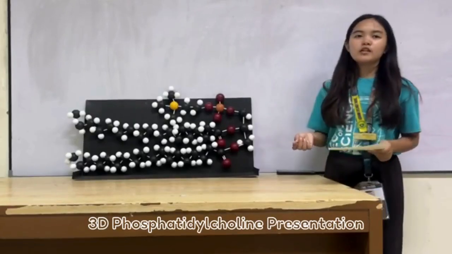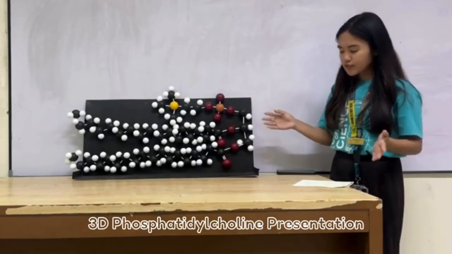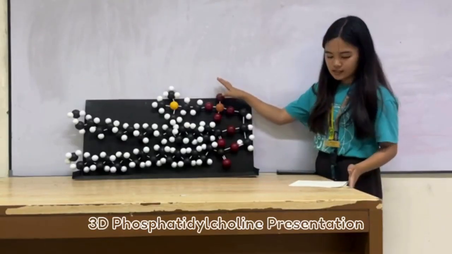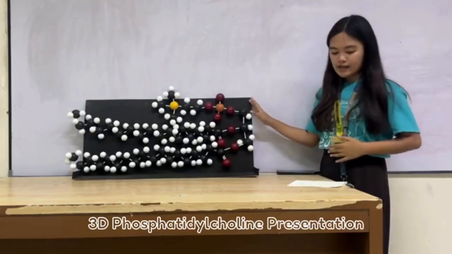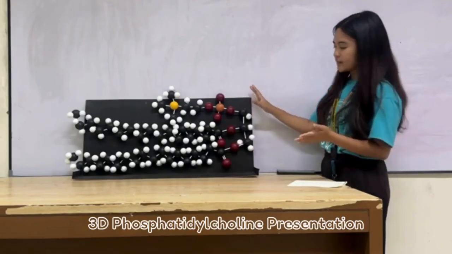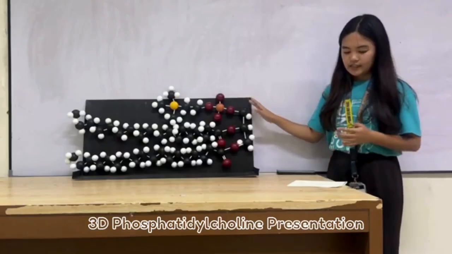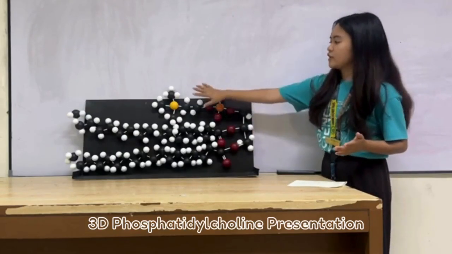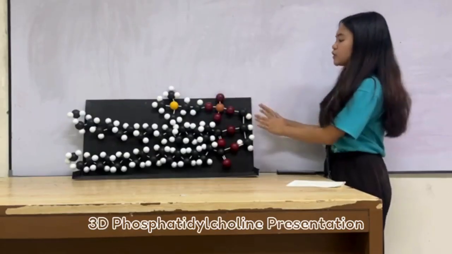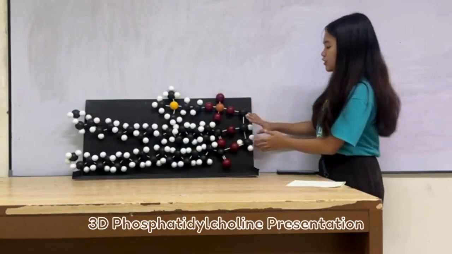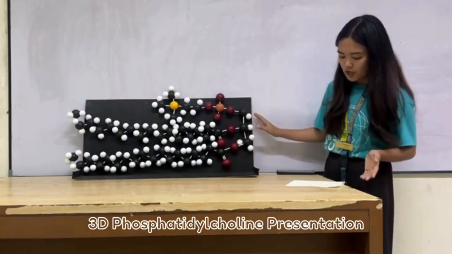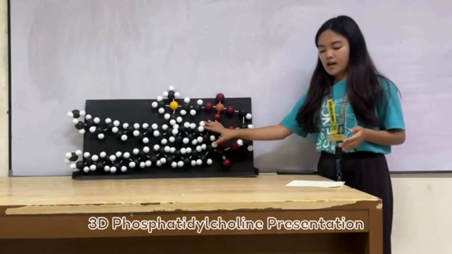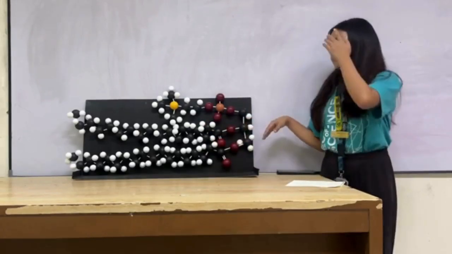Here is the 3D model of phosphatidylcholine. So here we have the glycerol backbone. The phosphate group is attached to the third carbon of glycerol and it is hydrophilic. The choline, which is linked to the phosphate group, serves as the polar head of the molecule. As for the two fatty acid chains attached to the first and the second carbon of the glycerol via ester bonds, they make up the hydrophobic tail of the molecule.